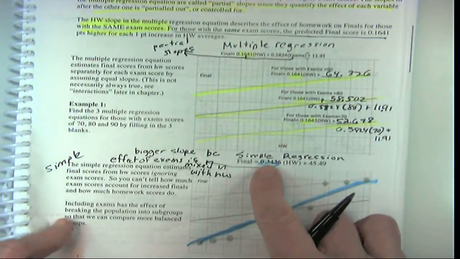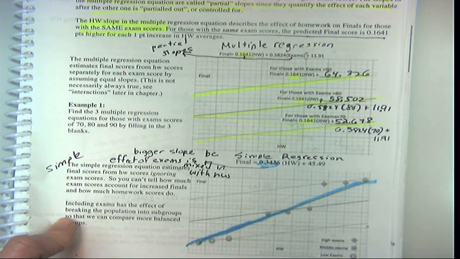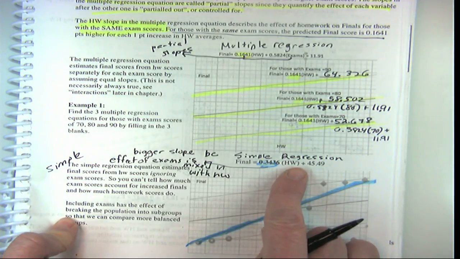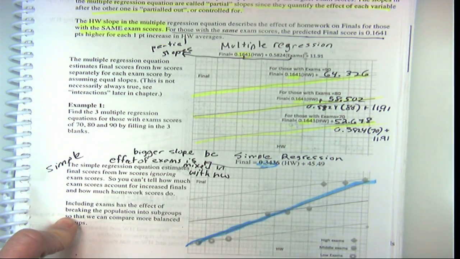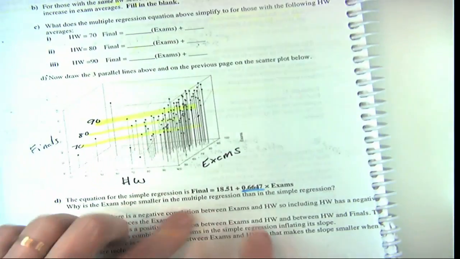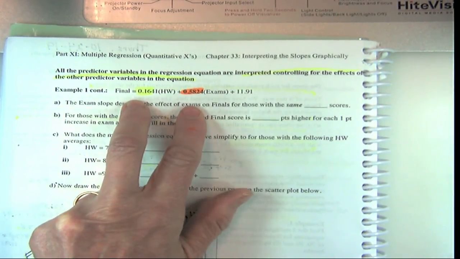When you have correlated x's like this, they don't tell you how much of the effect is due to homework and due to other variables that might be confounded with it. And same with exams. It looks like it has a really big effect. It does. Once we separate out those two effects of multiple regression, it's very nice. You can see how much each contributes.